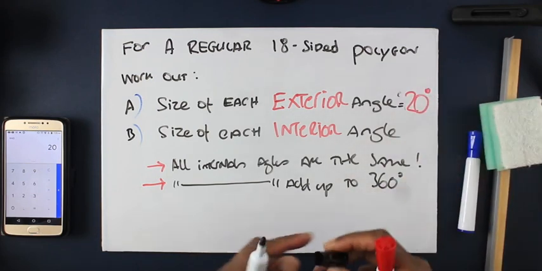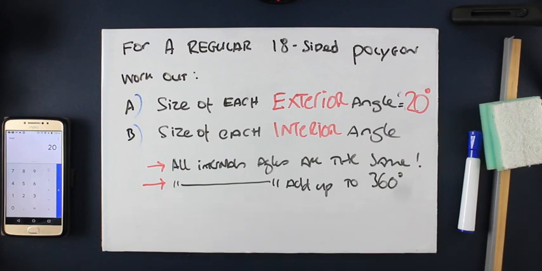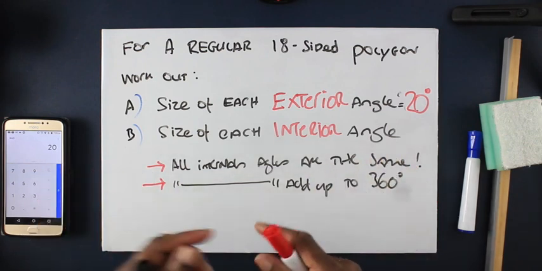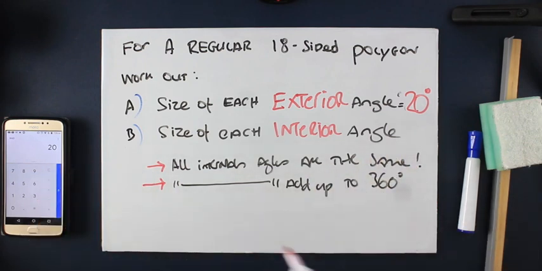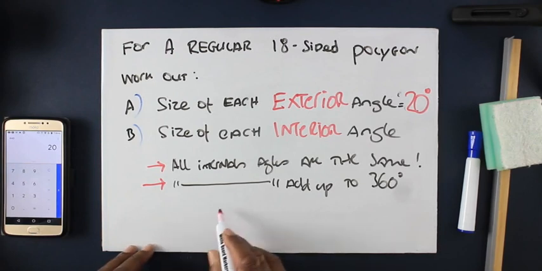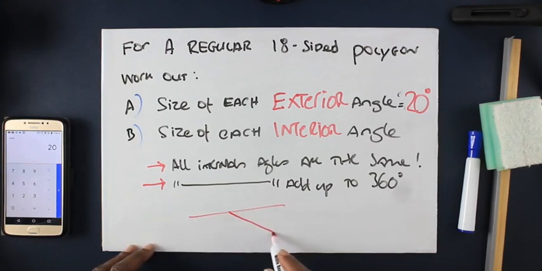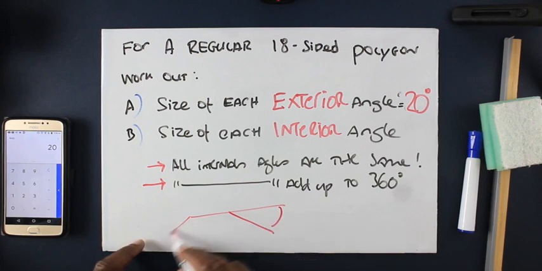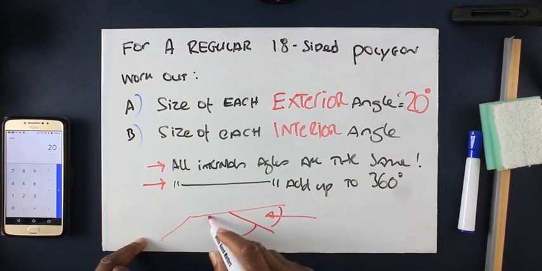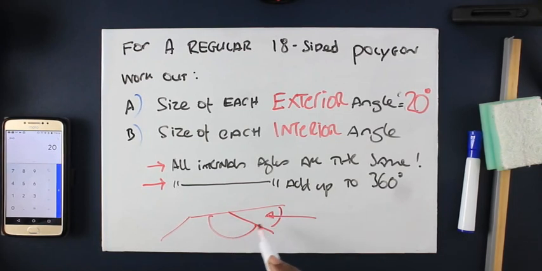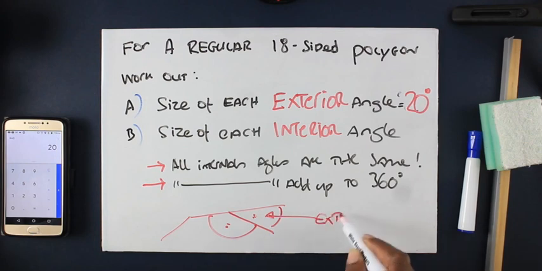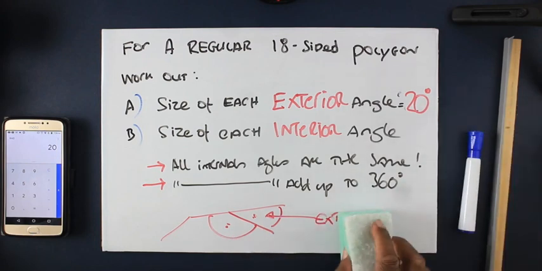Then the next part says work out the size of each interior angle. Well, again, in the previous videos we saw that when you have an exterior angle like this, let's say this is the exterior angle, in order to work out the interior angle, you know that these two angles make up 180 degrees because they're on a straight line. So 180 degrees minus the exterior angle must give you the interior angle.